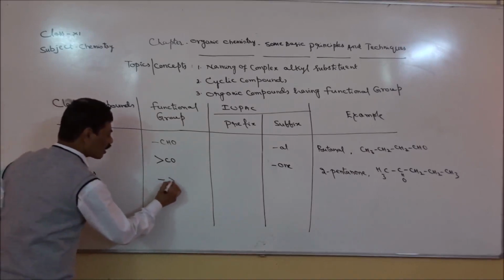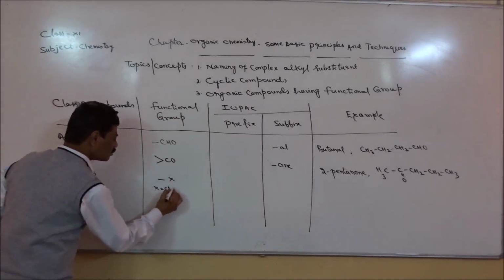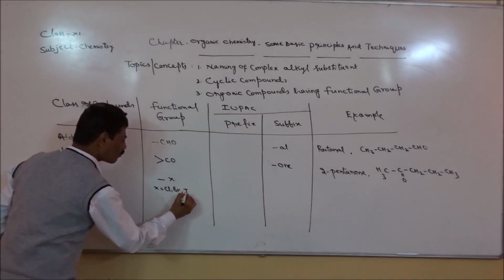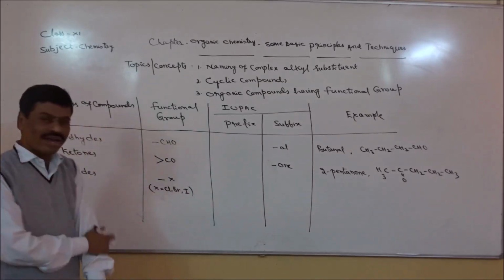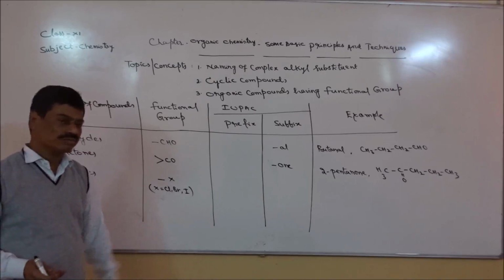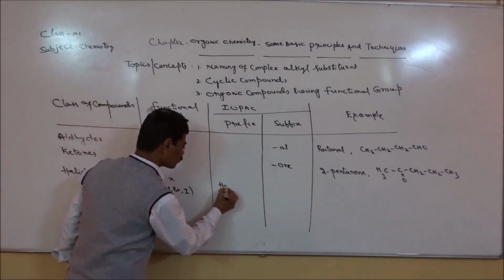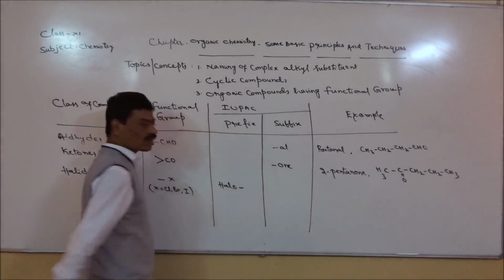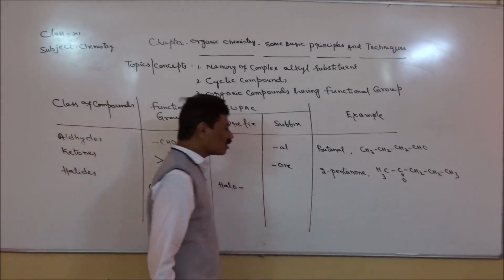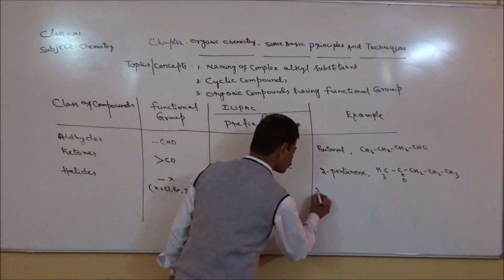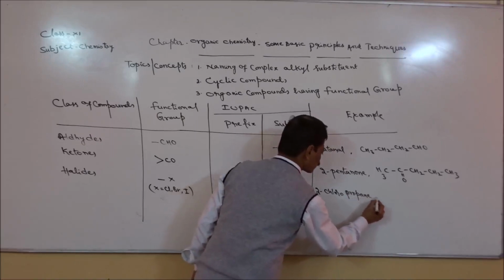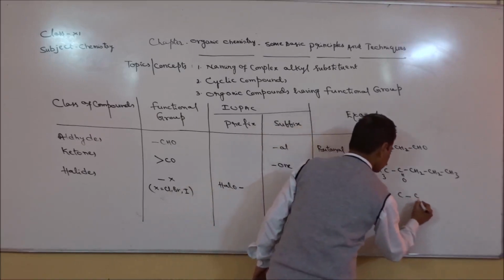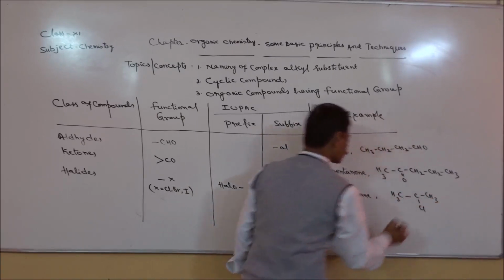And the functional group is X. X can be equal to Cl, Br, I for iodine. Right. Now, in the case of halides, the name of the compound begins with halo. Halo is the prefix, and single bond. Right? The best example for this is 2-chloropropane. So it is like this. 2-chloropropane.